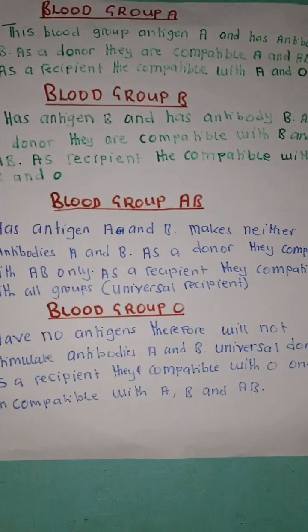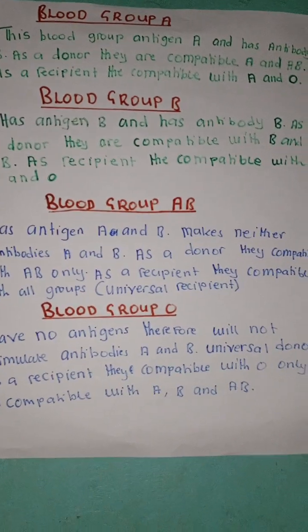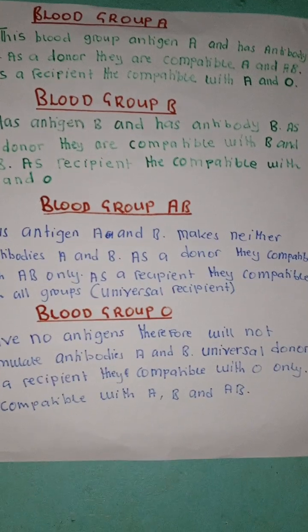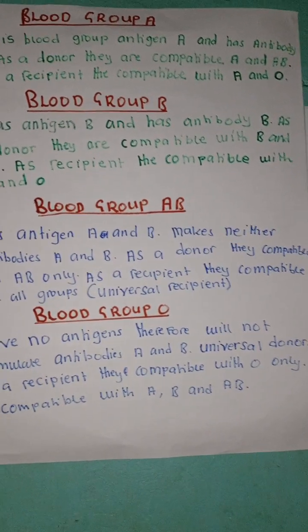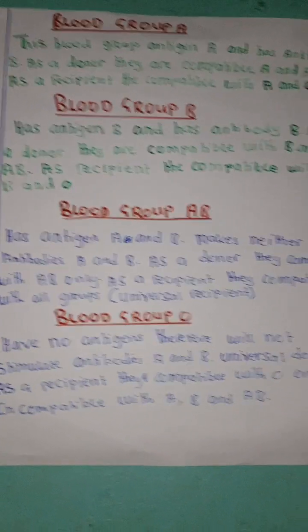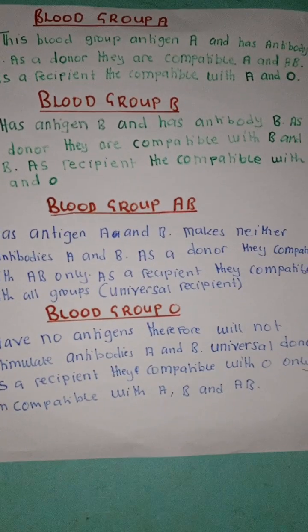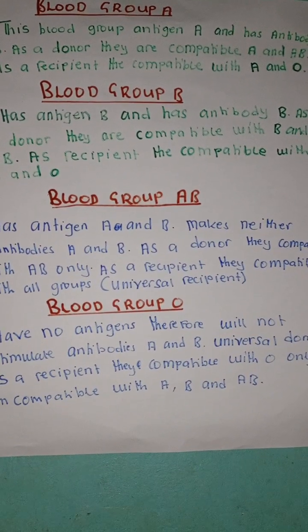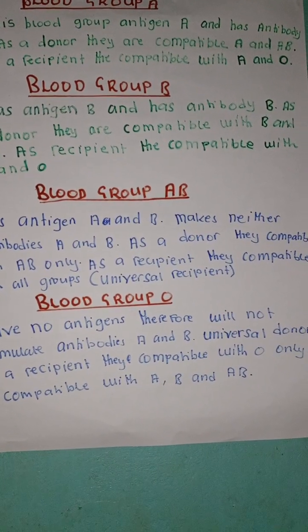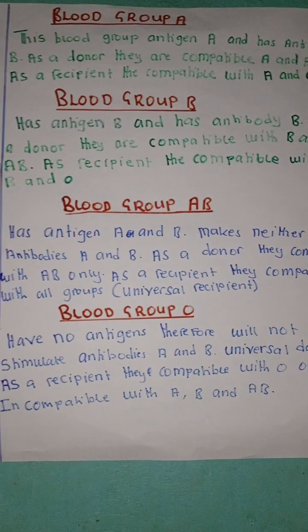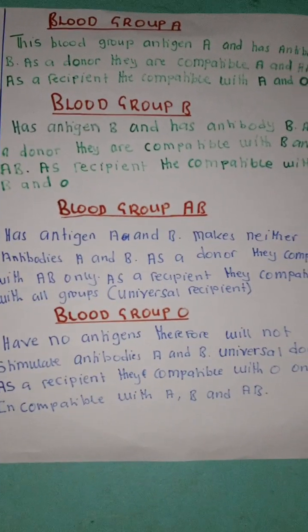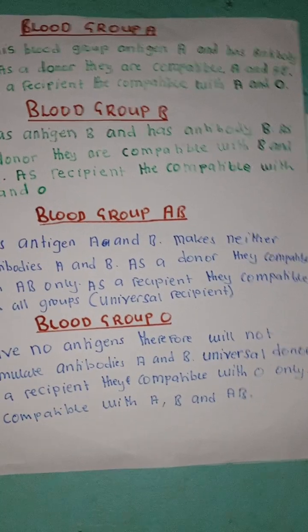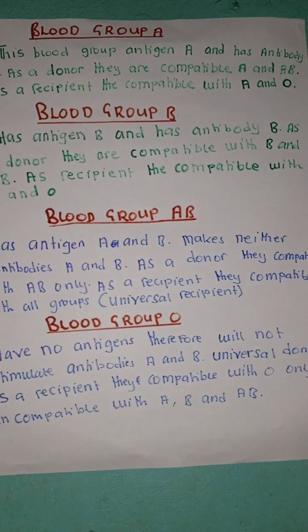Now, blood group A. Blood group A has antigen A and has antibody B. As a donor, they are compatible with A and AB. As a recipient, they are compatible with A and O.